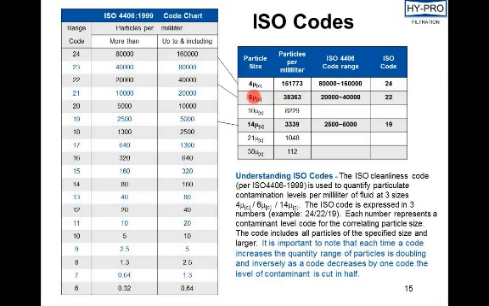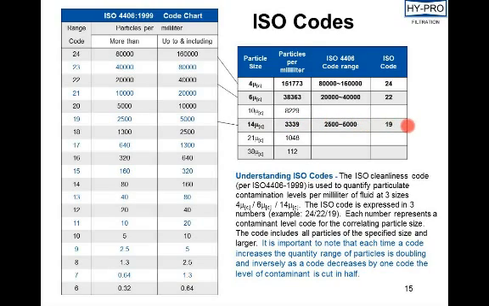Then we look at the 6 micron(c) channel, and we see it's in the 22 code, so between 20,000 and 40,000. And then when we look at the 14 micron channel, we see that we're between 2,500 and 5,000 particles per milliliter. That's where we are, so that gives us an ISO code of 19.